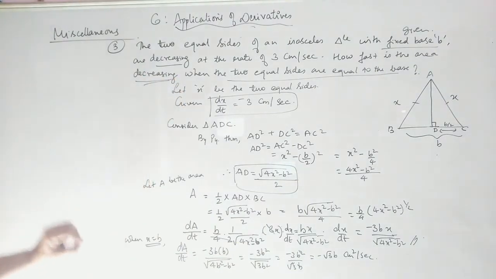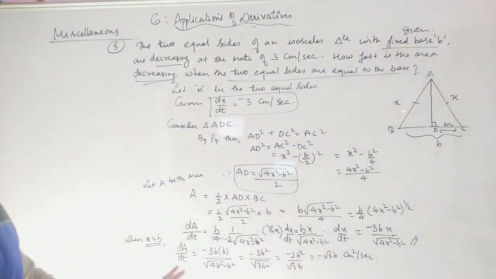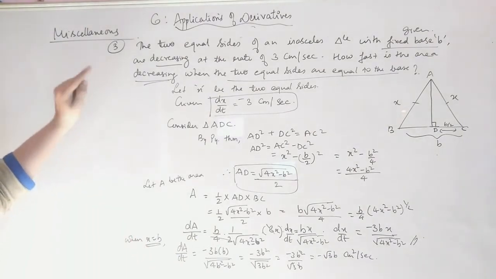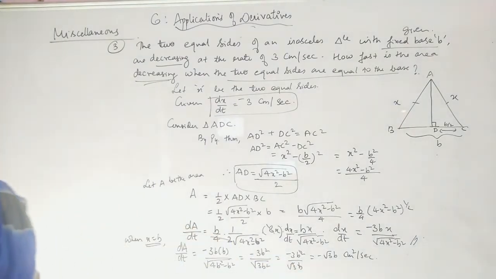Negative means it is automatically telling you that the area is decreasing. So when you write, therefore the area is decreasing at the rate of root 3b is enough. Root 3b centimeter square per second. But if you are writing that it is changing, at that time you need to represent that negative sign also. So this is what you have to show.